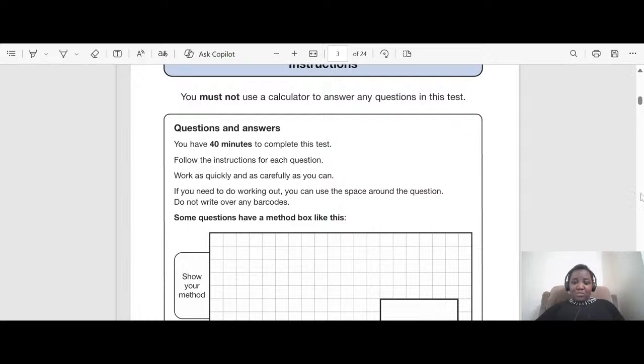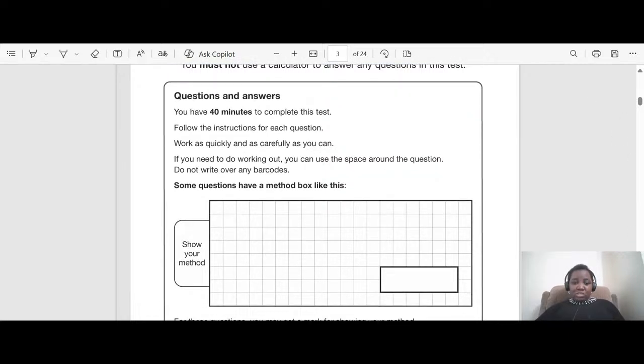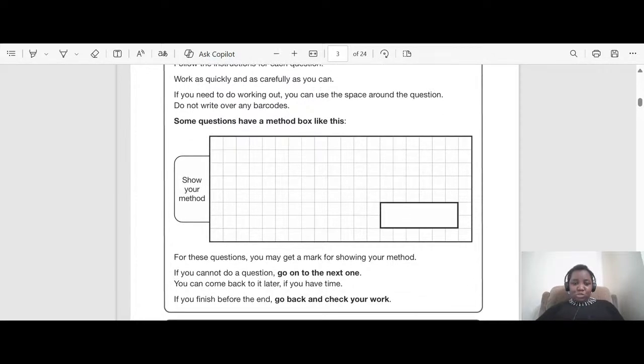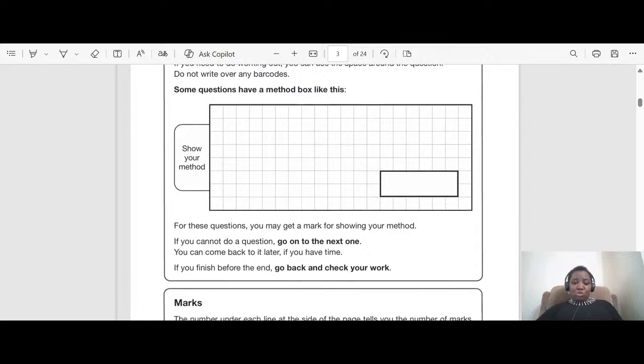Some questions will have a box like this, and it will ask you to show your method. So use the space in the box to show your methods, because for these questions, you may get a mark for showing your method. And if you cannot do a question, make sure you go on to the next one. Don't waste too much time on a particular question. You can come back to it later if you still have time. And then if you finish before the end, go back and check your work. That is very important. Make sure you go back and check your work.